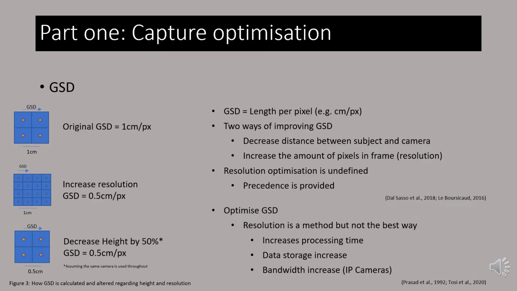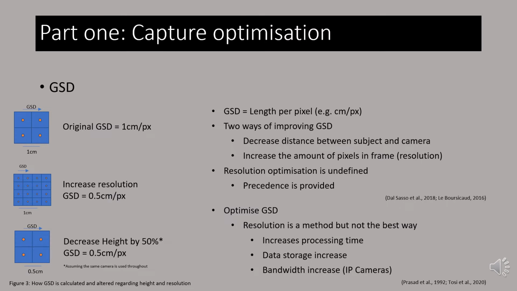So to start with, we're going to look at GSD, which I previously said is ground sampling distance, which is simply the distance between the centroid of 2 adjacent pixels. So that can typically range between centimeters through to tens of meters if you're using satellite imagery. Without changing the hardware, there's 2 main ways to improve GSD, and that's either decreasing the distance between the camera and the subject site, or you can increase the resolution of the imagery, so increase the amount of pixels that are actually in the frame.